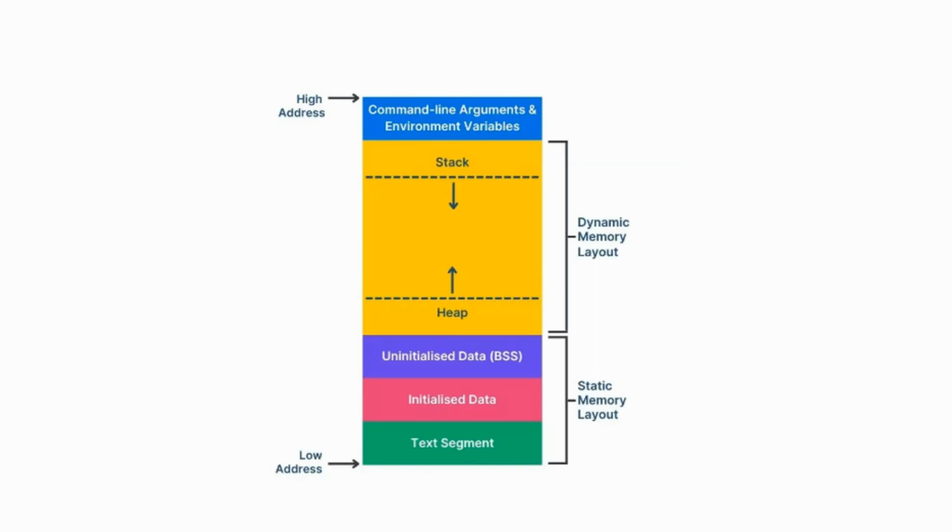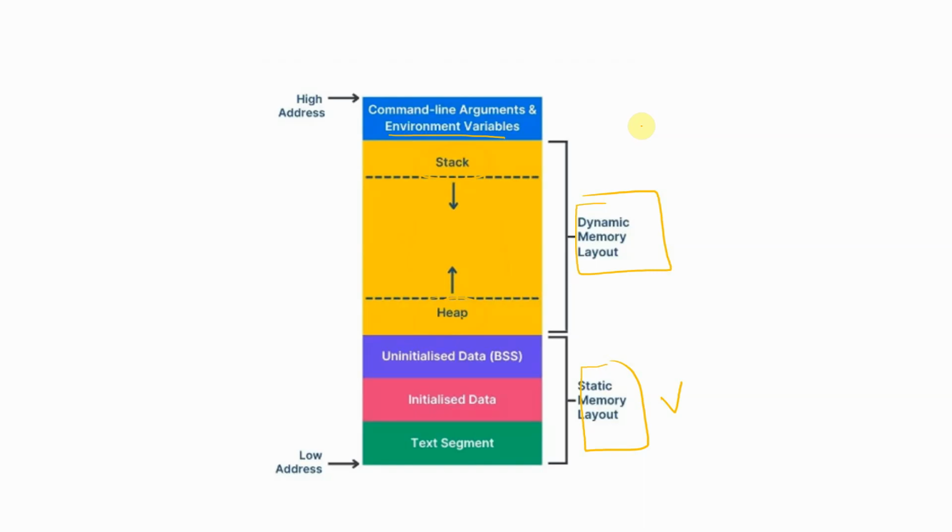Memory is classified into these categories, where the higher addresses hold command line arguments and environment variables. After that we have the stack, then the heap, and between the stack and heap we have an empty space. We also have another section known as the static memory layout. So the entire memory will be divided into three types: one is the static memory layout, next is the dynamic memory layout, and another is the command line arguments.